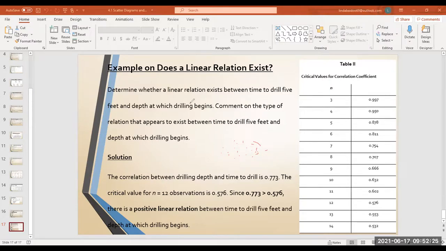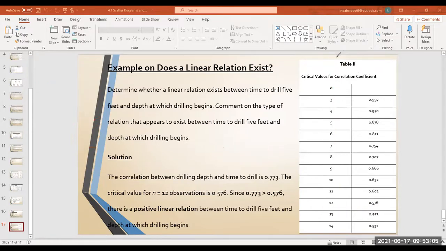So to determine whether there really is a linear relation between them, we have to get our R, and then based on R, which we got as 0.773, we look for our N. N is 12. Go to this table, look for 12, and see the corresponding value. Since the absolute value of R is bigger than this, it means that there is a linear relation. And since your R was originally positive, we see a positive linear relation.